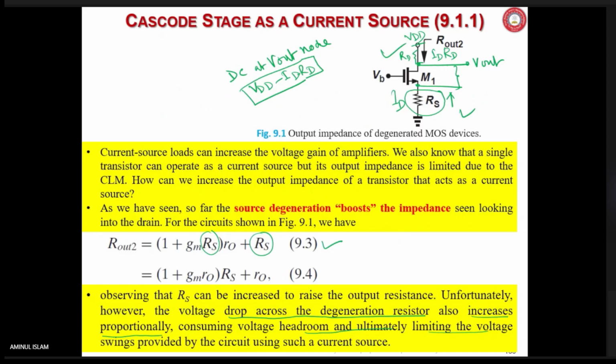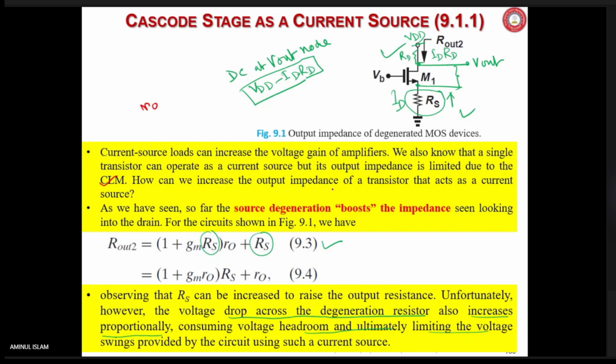What we understand from this is that this discussion is based on our previous discussion, right? The current source loads can increase the voltage gain of amplifiers. We also know that a single transistor can operate as a current source, but its output impedance is limited due to the CLM. Means this RO is not really very high, infinite, because of CLM.